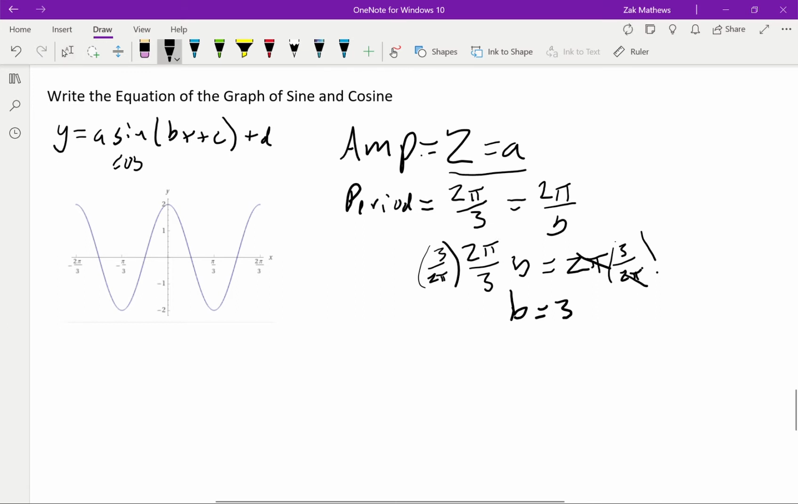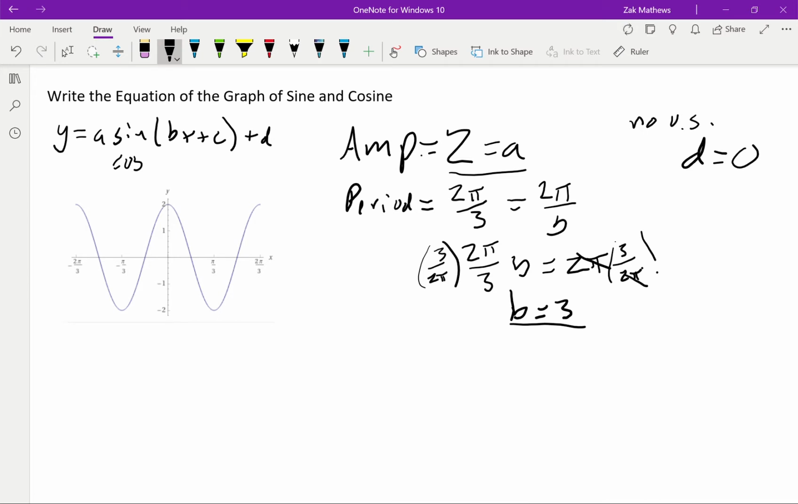So we have our a, we have our b. We need to figure out, is there any sort of phase shift? Is there any vertical shift, any reflections? Now the vertical shift will actually also be universally the same between sine and cosine. And here we can see this wave is completely balanced along the line y is equal to 0. So that is telling us the d is 0, there's no vertical shift.